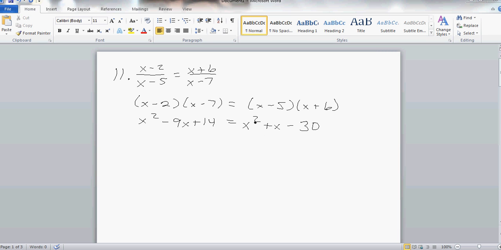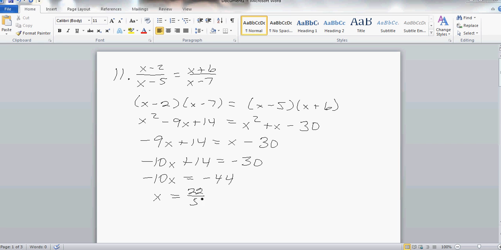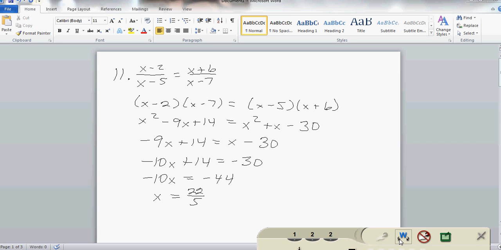Now it just becomes a problem like we have looked at in the past, subtracting x squared from both sides. Subtract x from both sides. Subtract 14 from both sides. And finally divide both sides by negative 10. We get x equals 44 over 10, which equals 22 over 5.